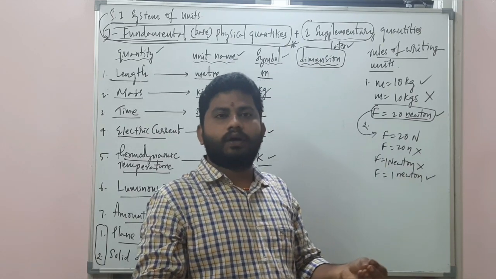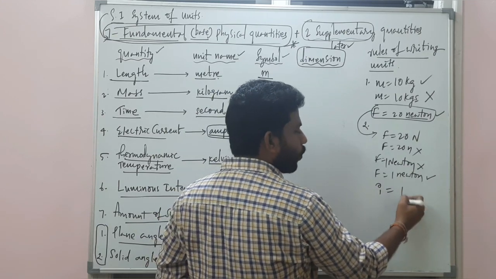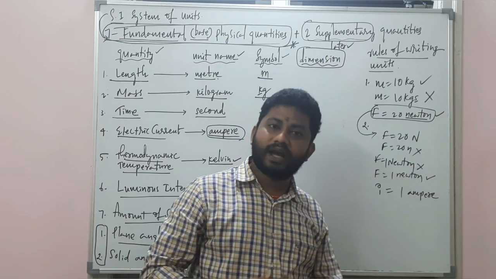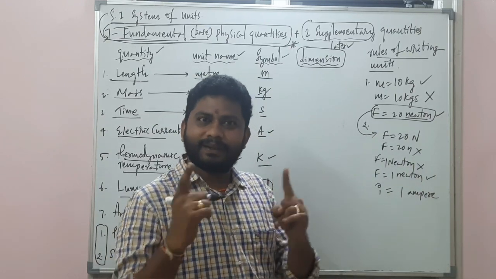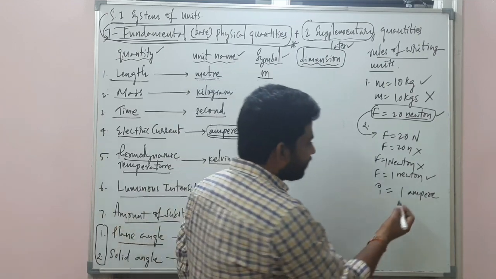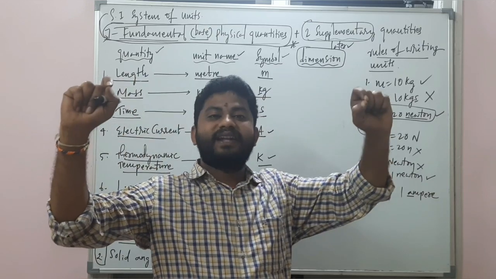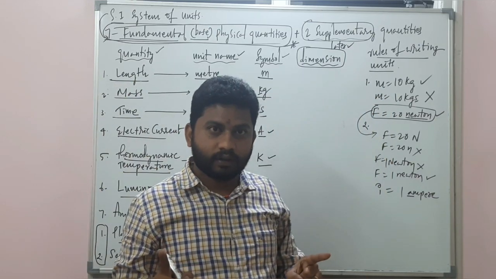Another unit you can take. Electric current is 1 ampere. Understand? Ampere is the name of the scientist. A must be small because we are writing the complete name of the scientist as a unit. I hope you're getting the point.